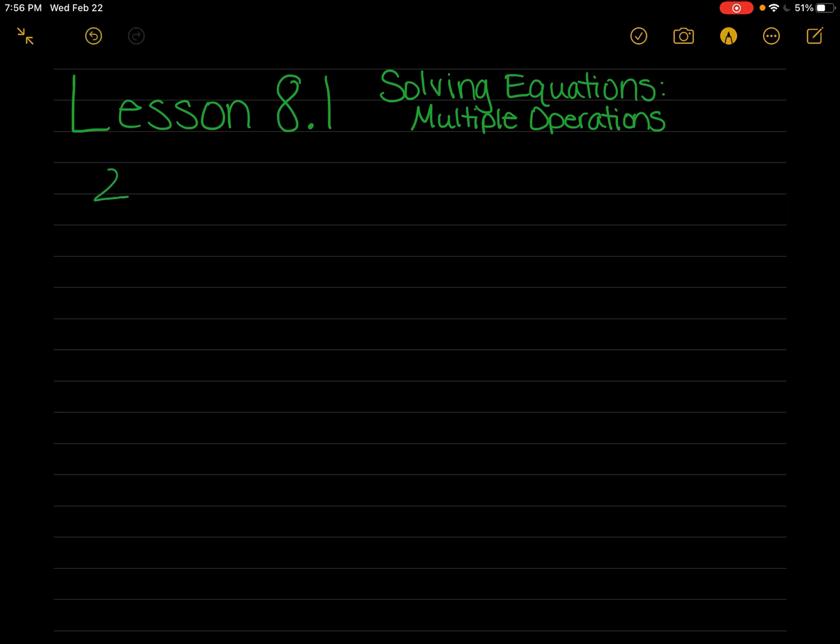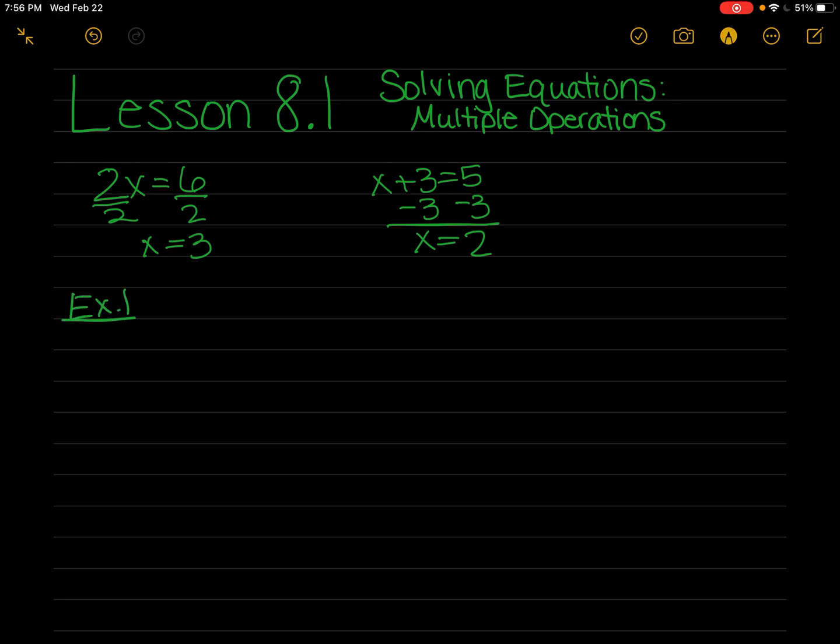Okay, so in the past, we did very simple one-step equations like 2x equals 6, and we would divide by 2 and get x equals 3. Or we might have done x plus 3 equals 5, and we would minus 3 from both sides and get x equals 2. Okay, so now we're going to combine these two problems. So for our first example, we're going to do 2n plus 7 equals 25.